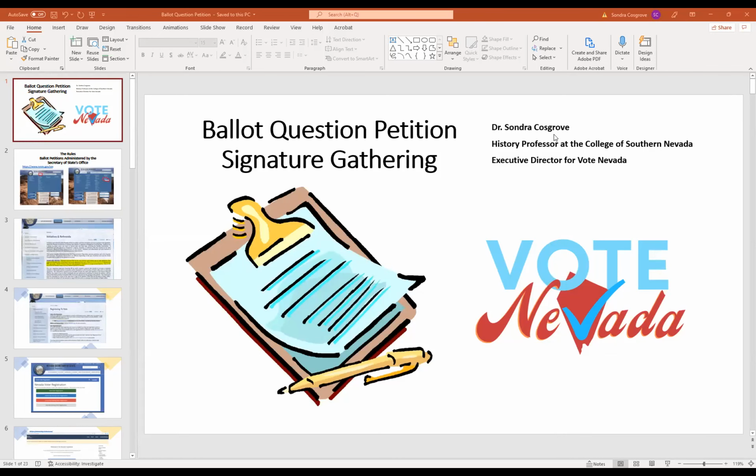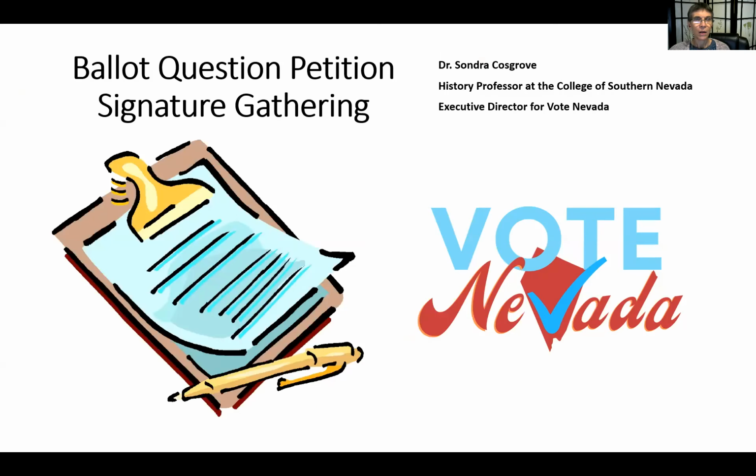So today, what we're going to do is review the signature gathering process if you want to help with a ballot initiative. So I'm going to do a screen share, and then go over to the first slide. So today we're going to review ballot question petition signature gathering, which is a mouthful, but it's really important that you understand this process to make sure that all of your signatures are valid and that they're able to count.